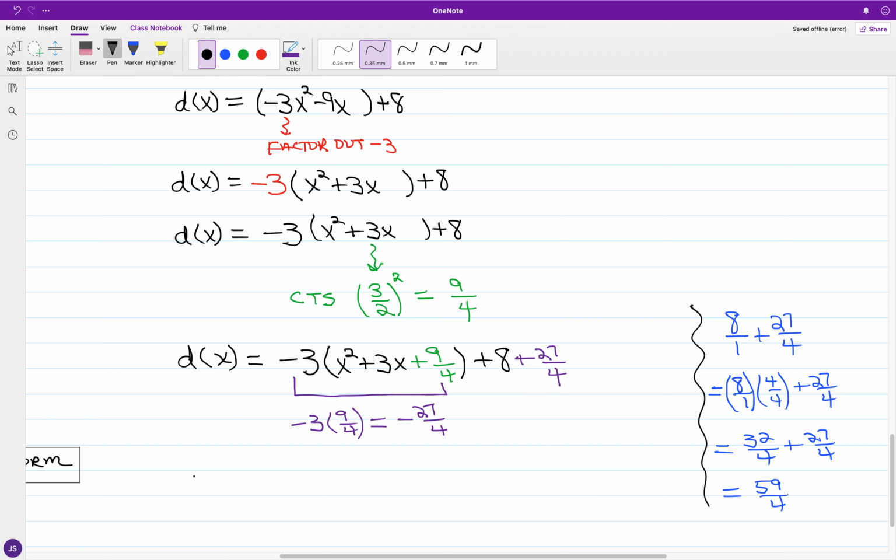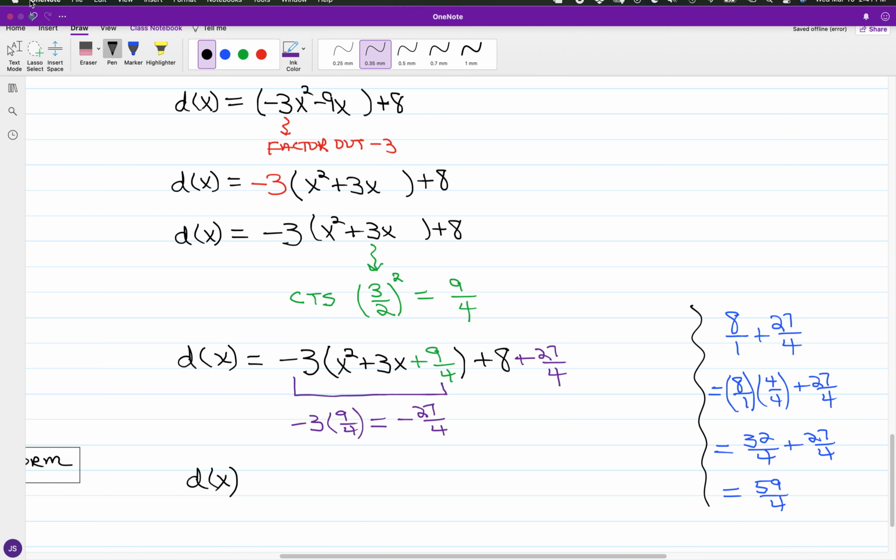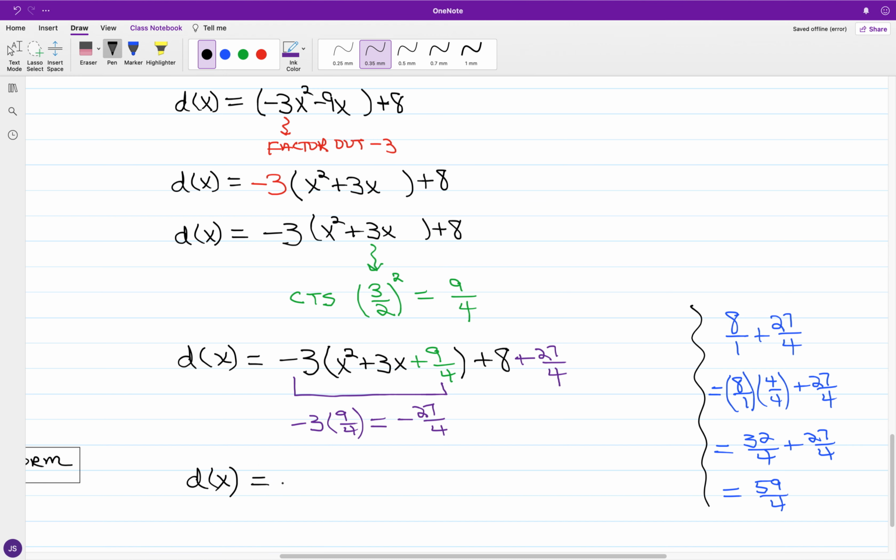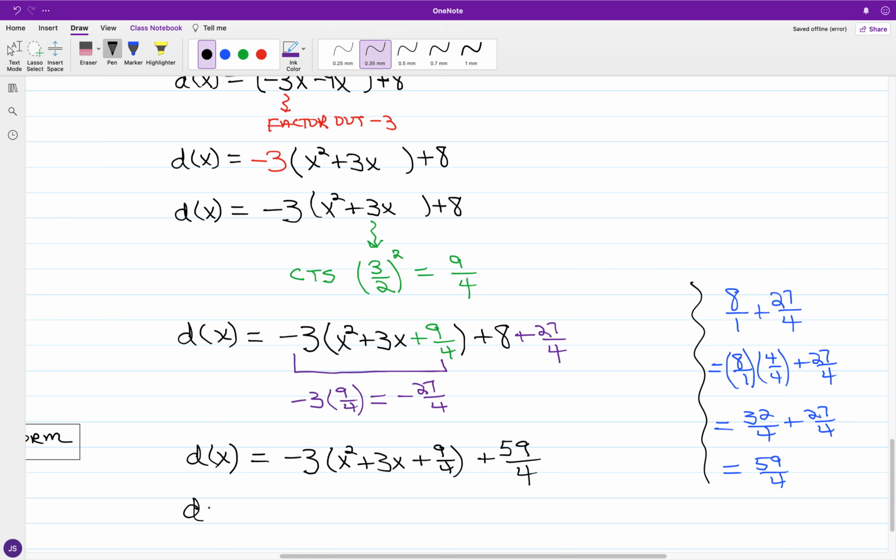So we're going to have d of x. So you have for d of x, negative 3 times the quantity x squared plus 3x plus 9/4. Now 8 plus 27/4, that is going to be 59/4. And we'll have for the vertex form, we have -3.